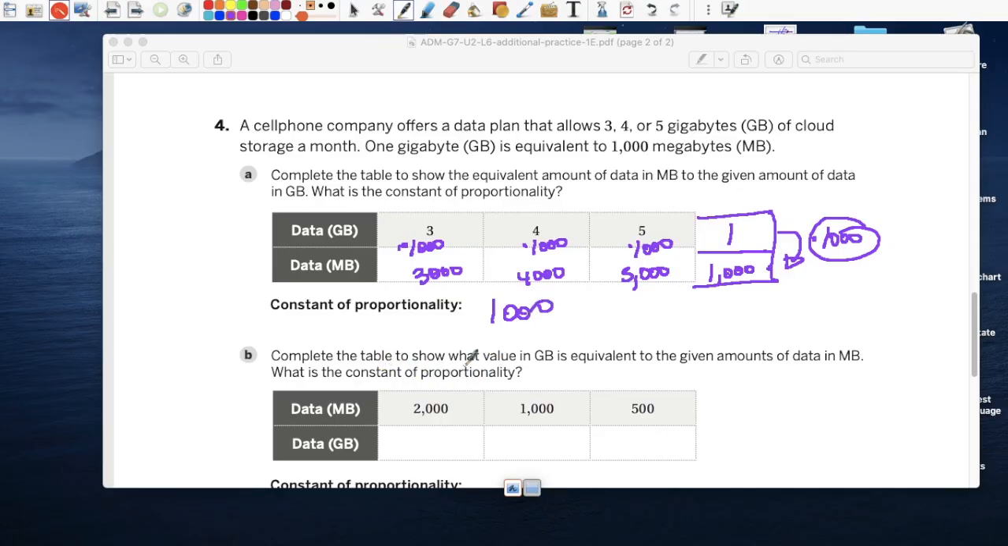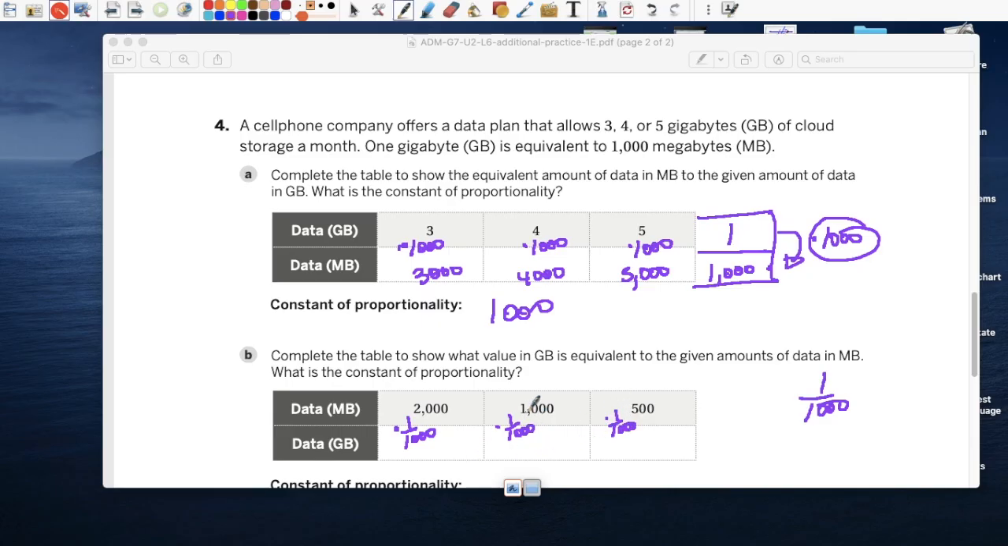The table below shows the value in gigabytes equivalent to the given amounts of data in megabytes. What's the constant proportionality? So this one we're going backwards, right? Remember we went from gigabytes to megabytes. So what if you went from megabytes to gigabytes? Well, the constant proportionality was 1,000, so what's the reciprocal? 1/1,000. So this time around we can multiply by 1/1,000, 1/1,000, 1/1,000.